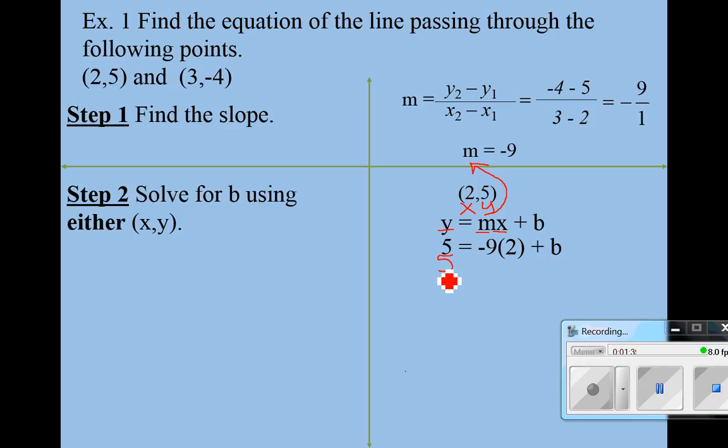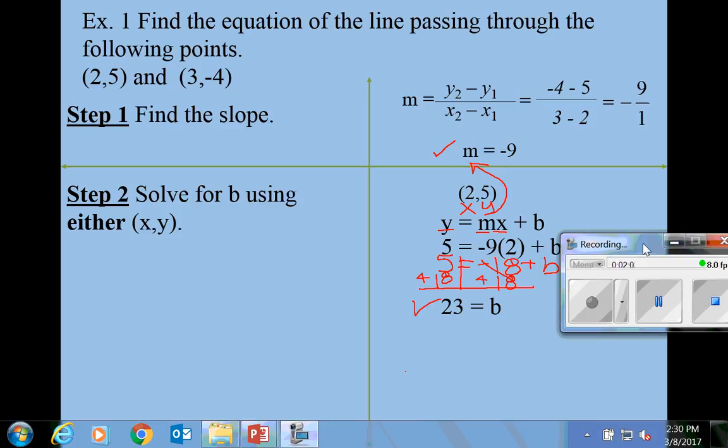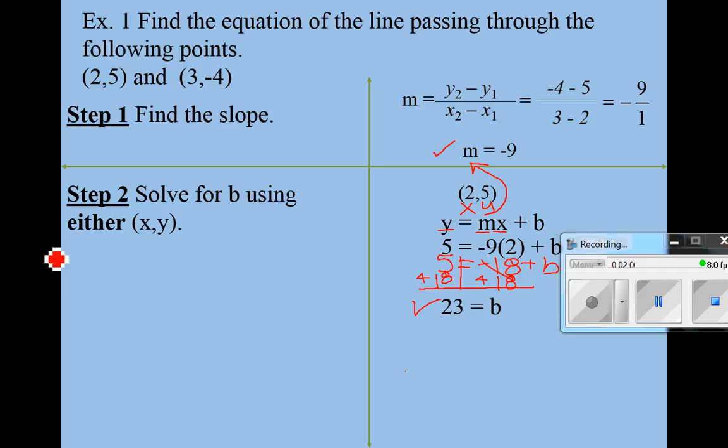When you substitute your y, m, and x in, you get 5 equals negative 9 times 2 plus b. Then you can solve that. That would be negative 18 plus b. You have a two-step equation. Add 18 to both sides. Draw a line and cancel. And you are left with b equals 23. Now we have our m. We have our b. So now we're ready to do step 3, which is writing the equation.